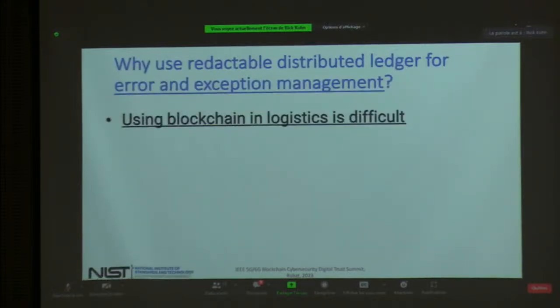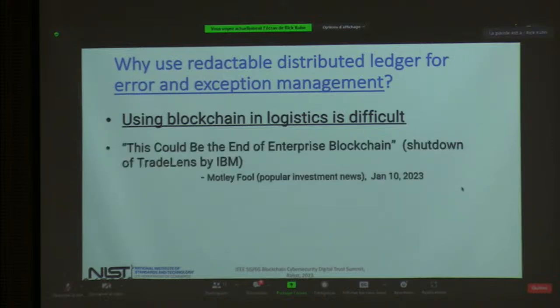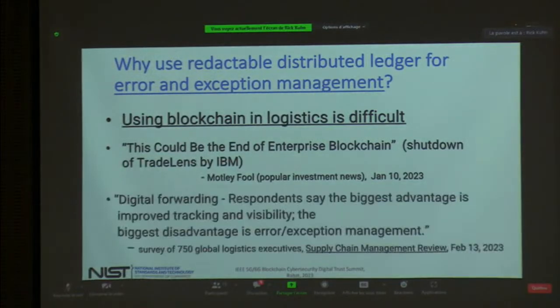So why would we want this ability to change or delete blocks? Why would we want that for error handling? Well, in one particular point, blockchain looks like a good application for logistics, but it turns out to be very difficult in practice. There's a popular investment news site called Motley Fool, and this is an article just a couple of months ago. You can see the title right here: This could be the end of enterprise blockchain. What they're referring to is the shutdown of the TradeLens application that was developed by IBM and I believe Maersk Shipping, because there are problems in making it available for users, and it's difficult to use for a lot of companies.